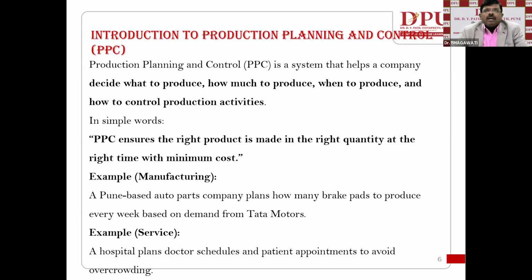So PPC helps the company decide what to produce, how to produce, when to produce, where to produce, how much, and how to control production. Control is a very, very important aspect in PPC. So in simple words, PPC ensures the right product is made in the right quantity at the right time with minimum cost. You have to use the minimum resources to get the maximum output.